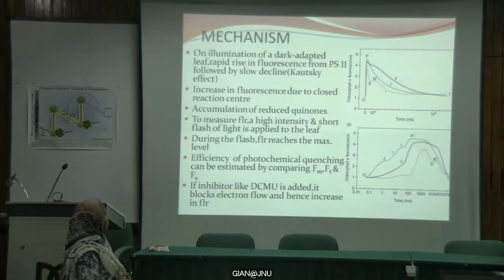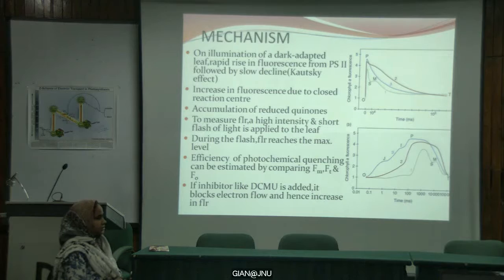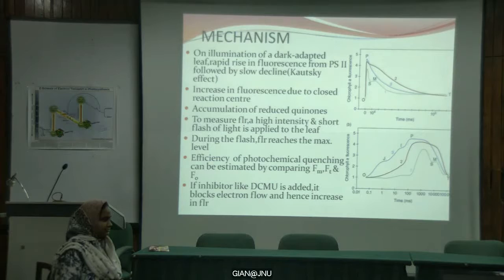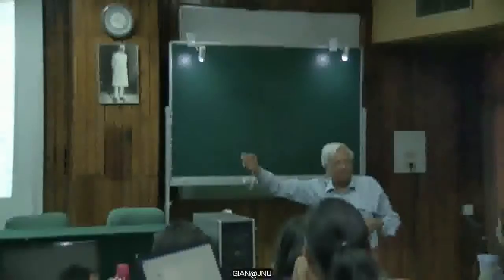Not correct. Kautsky never did that. Kautsky sat in a dark room without any instrument. He had his eyes. He had a big dark room and he had a window. He just removed the curtain very quickly and saw fluorescence in a leaf go up, which you can see, then come back. And then he put an inhibitor when the fluorescence did not come. So he did not do this. It is known as the Kautsky effect.